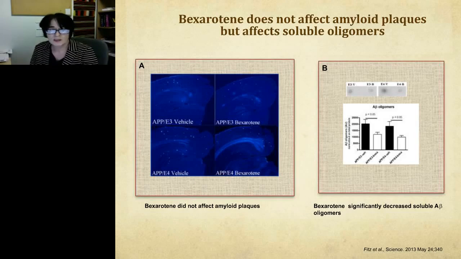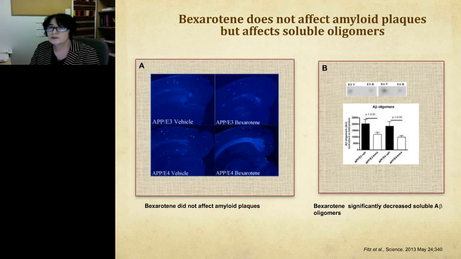Previous data from another group demonstrated that bexarotene clears amyloid plaques. So our next goal was to see the effect on amyloid plaques and insoluble amyloid. On A is shown the result from examining amyloid plaques. We did not find that bexarotene affected amyloid plaques in APOE3 mice, neither APOE4 mice. We also examined insoluble A-beta, which is not shown here, and this confirmed that bexarotene in this particular experiment did not affect amyloid plaques or insoluble amyloid.